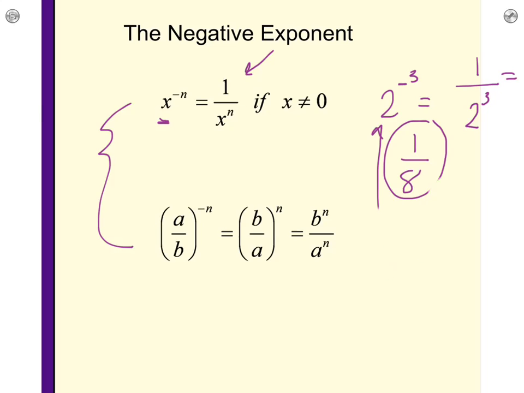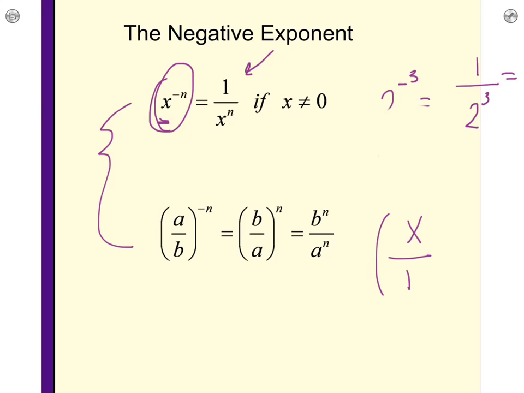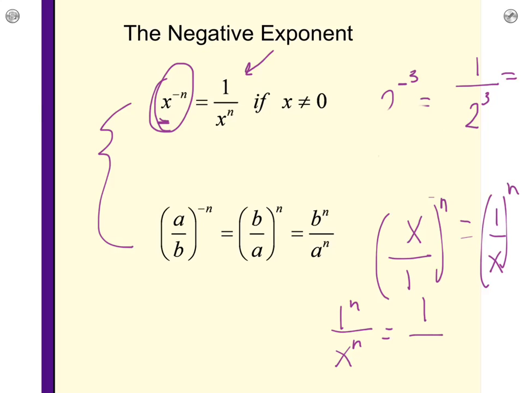Now, a more general case for this rule is when you have a fraction. I say it's general because that x could be written as x over 1. To the negative n would just be the reciprocal of that, which is 1 over x to the n. And then you could distribute that exponent in, 1 to the n over x to the n. But 1 to the n is just 1. 1 to any power is just 1. And so I arrive at the same place that I had up here.